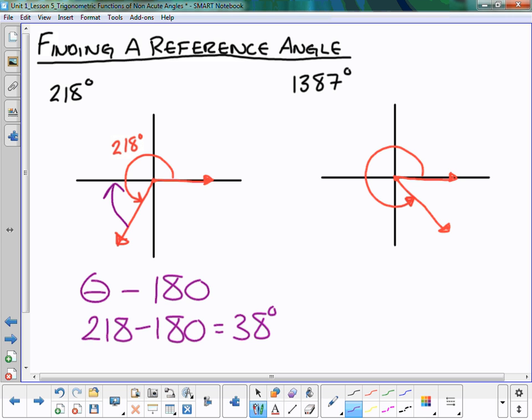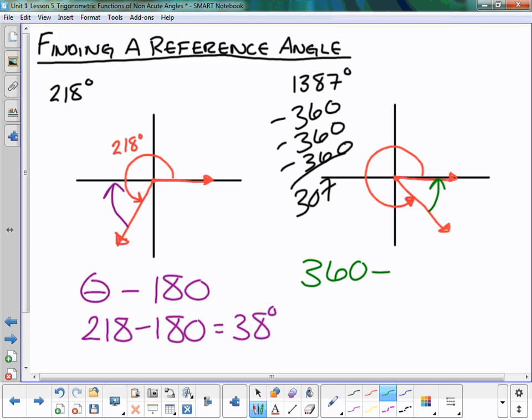I think if you do it 3 times, you get 307. So 1,387 and 307 start and end in the same place. Now we can find the reference angle for both of those. It's right there. And I just do 360 minus 307.